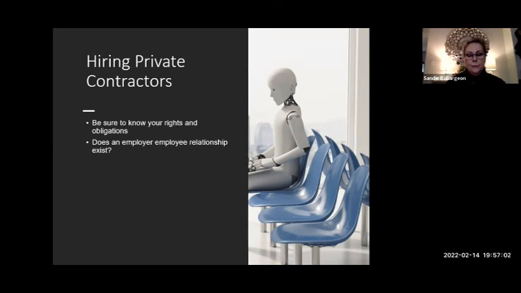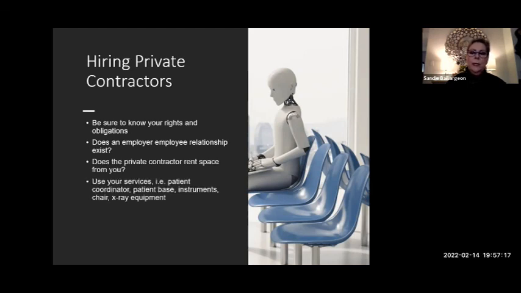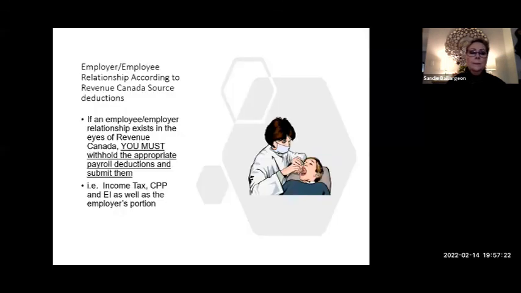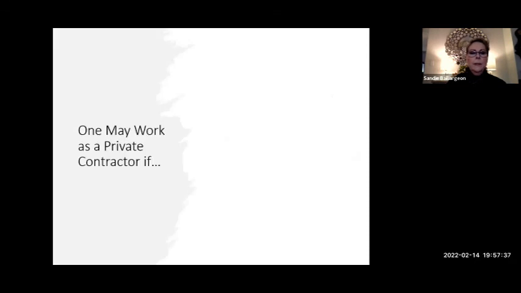Yeah, the employee. So in our area in Canada, in the US it's IRS, but here it's CRA, Canada Revenue Agency. If they assume that an employee-employer relationship exists, then they are considered an employee. So the employer, that means that you must withhold the appropriate payroll deductions and submit them to Revenue Canada or to the IRS. For example, income tax, CPP, employment insurance.